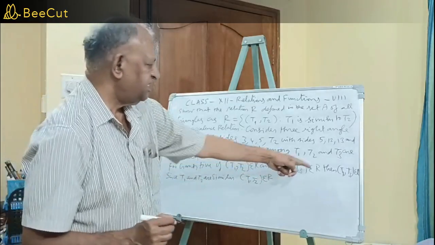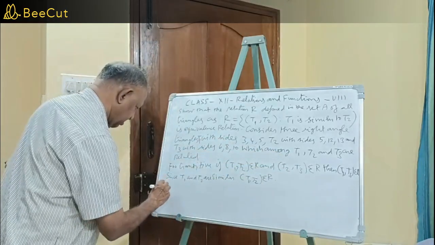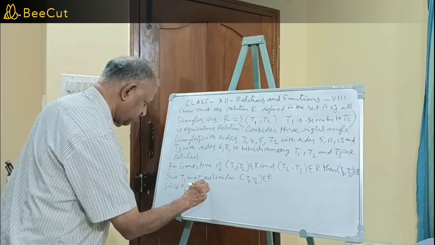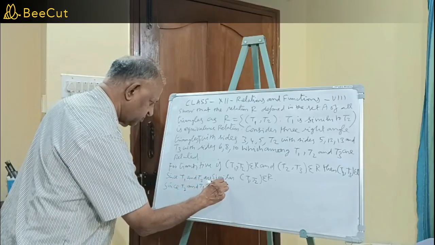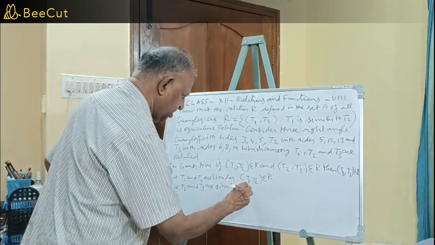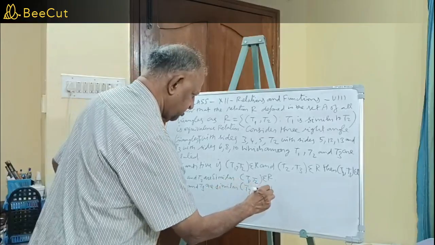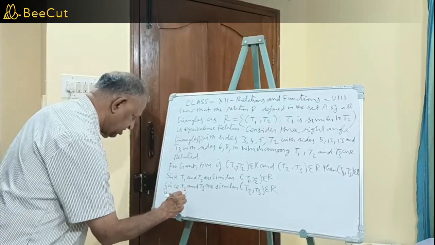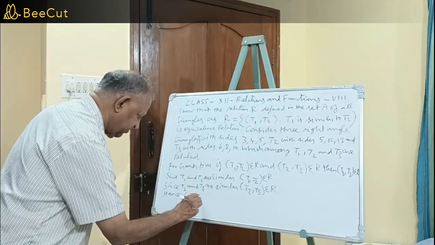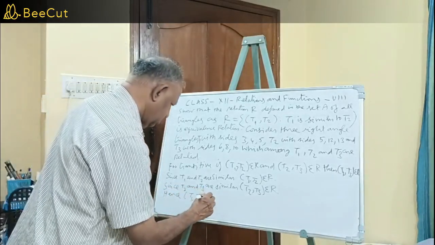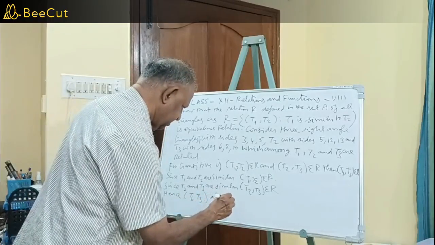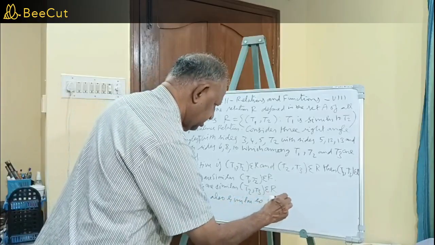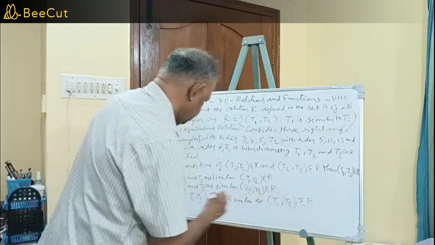Since T2 and T3 are similar, (T2, T3) belongs to R. Hence T1 and T3 are also similar, so (T1, T3) belongs to R. Hence it is transitive.